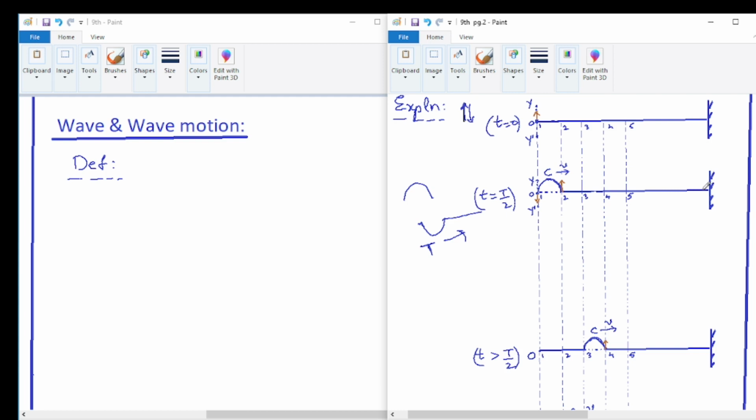So the disturbance will definitely reach here in some form. We can easily guess that. And how it looks is exactly like this. The crest moves very, very smoothly along the string from the left end to the right end.